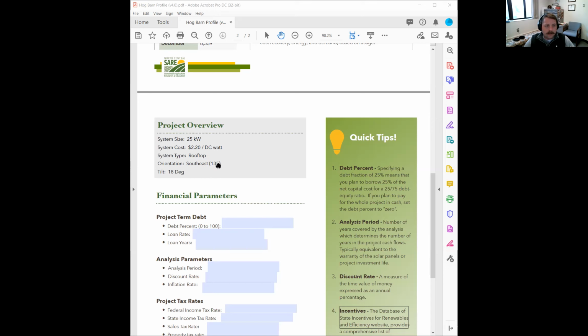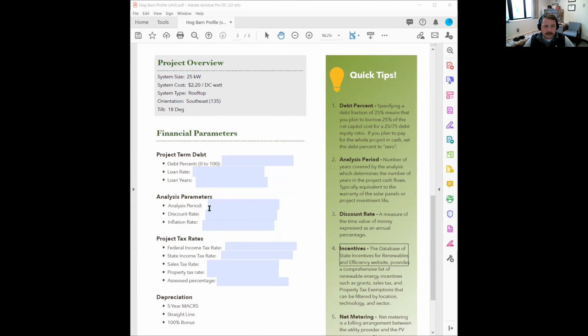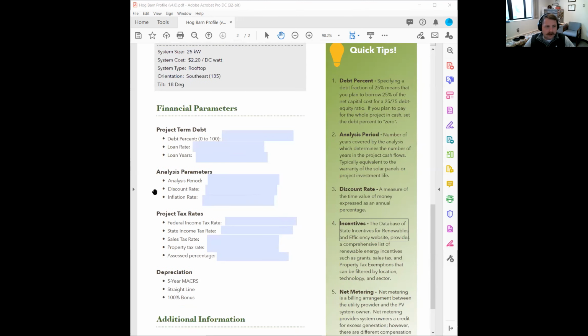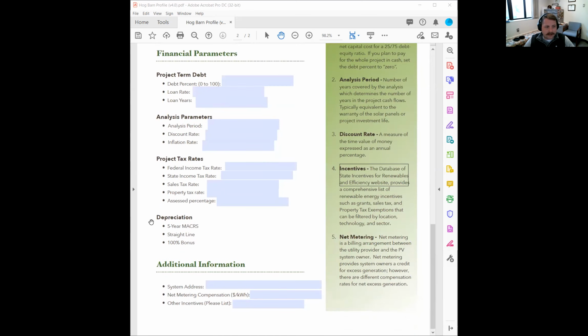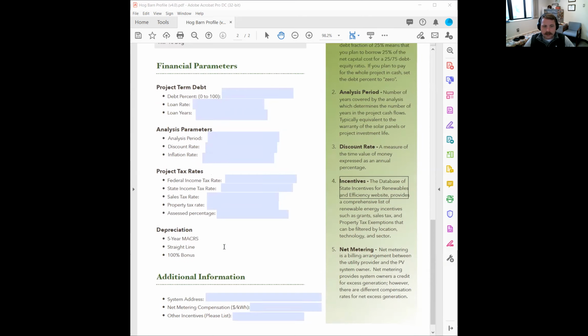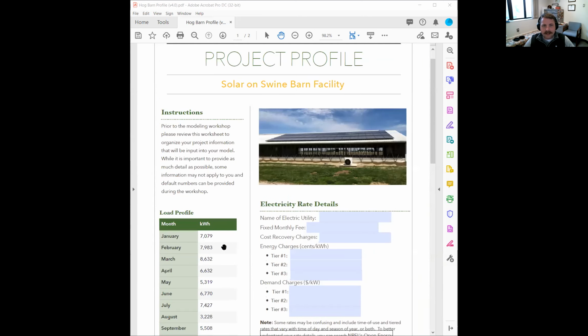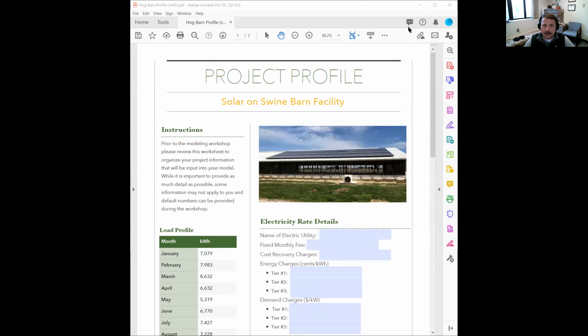It is roof mounted. This one is mounted in a slightly southeast orientation rather than due south. Then we could compare that to a due south ground mount versus the southeast orientation. Some decisions we're going to have to make are whether we borrow the money or not, the discount rate, and the inflation rate. We're going to go through our taxes and depreciation and some of those things. Those are all the details we're going to need to fill out as we go through the System Advisor Model, but I just want to introduce our project real quick for today.